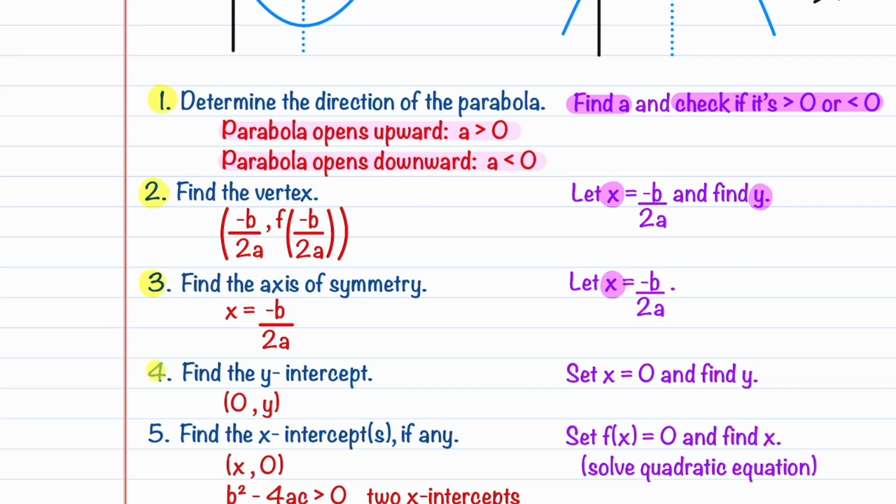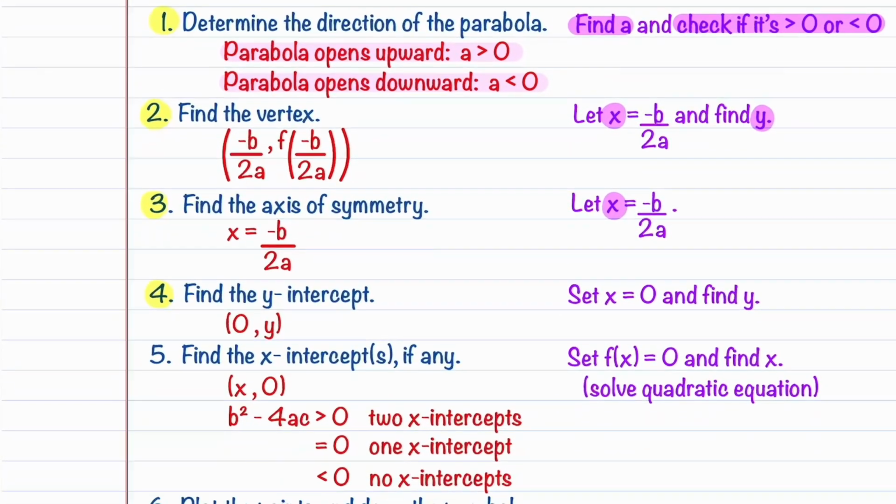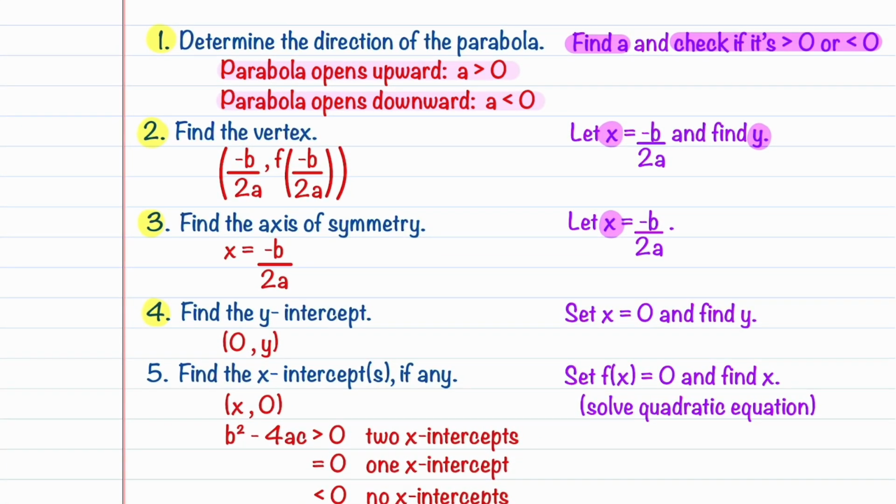Let's go on to the fourth step. The fourth step is to find the y-intercept. Let's go back up to our graph and let's see what this is. The y-intercept is the intercept right here or right here. It's where the curve crosses the y-axis, and at that point, x is going to be equal to 0. Let's go back down here to our step. So in practice, to find the y-intercept, you're going to set x equal to 0, and then you're going to find y.